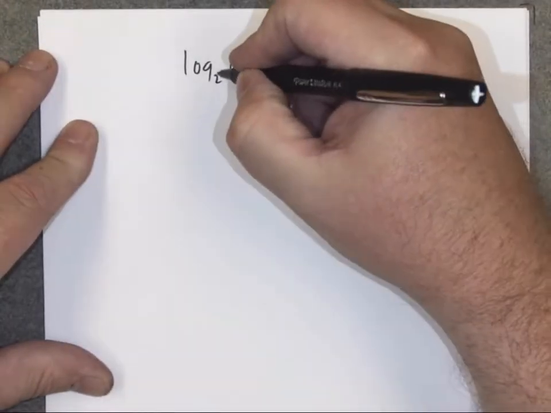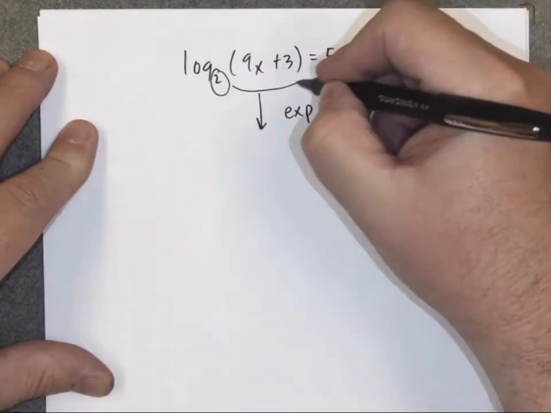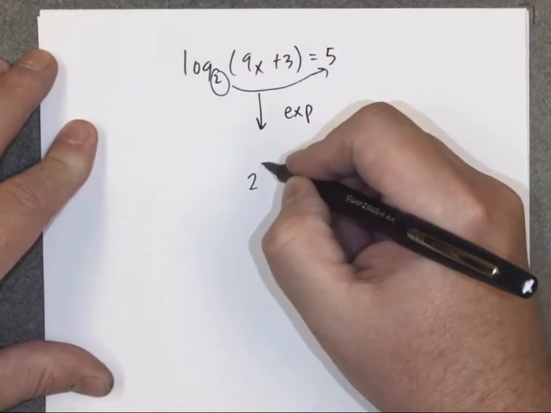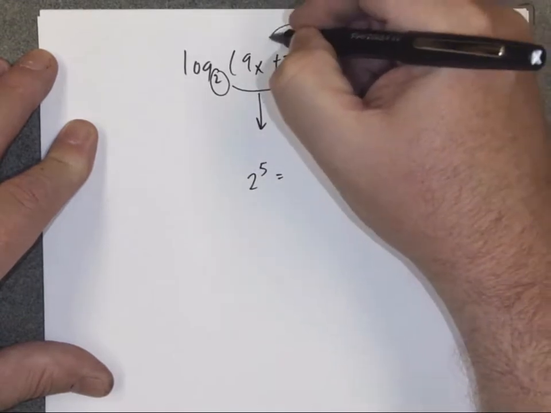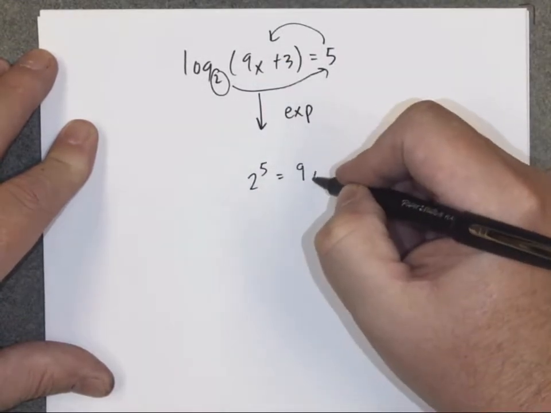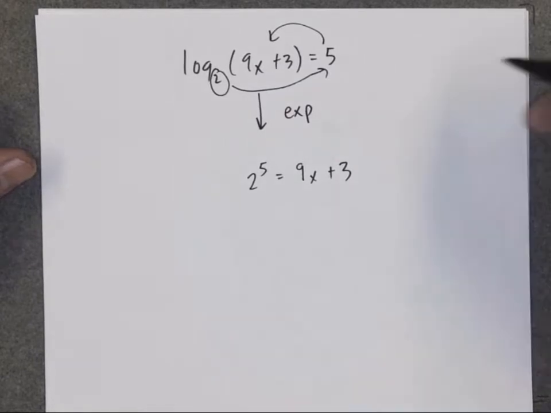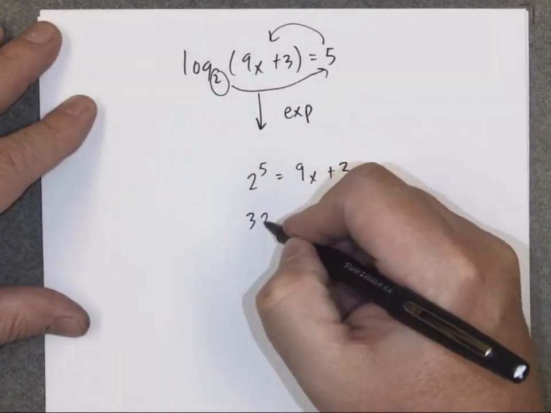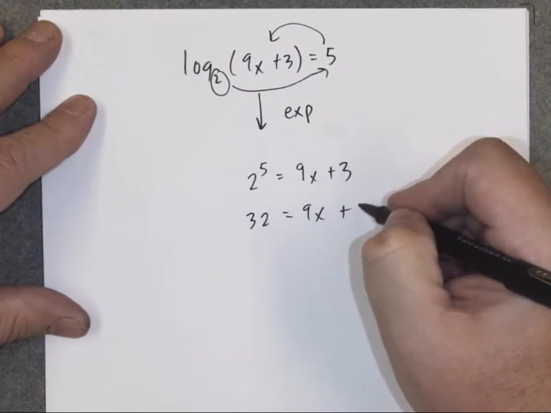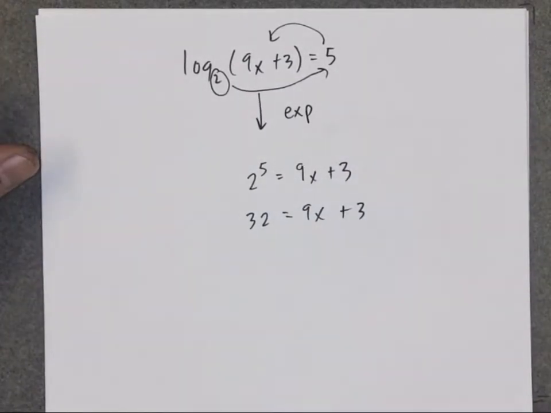And here's the method I prefer. Right? 2 to the 5th equals 9x plus 3. All right, so we start out with a log equation that I have no idea how to solve. And now 2 to the 5th is 4, 8, 16, 32. This is the kind of equation you probably learned to solve in, I don't know, 6th, 7th grade.